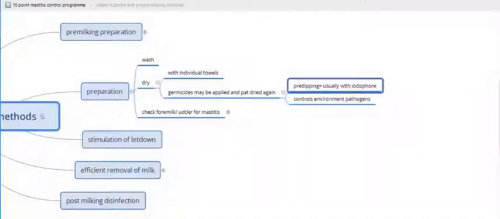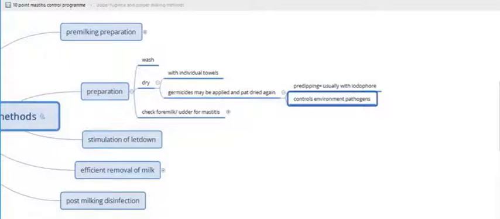So pre-dipping is a good practice, but not all do. You can apply germicides, and then again you have to pat the teats dry. Usually iodophors are used, that is povidone iodine can be used, and that will help in controlling environmental pathogens like Streptococcus uberis and all.